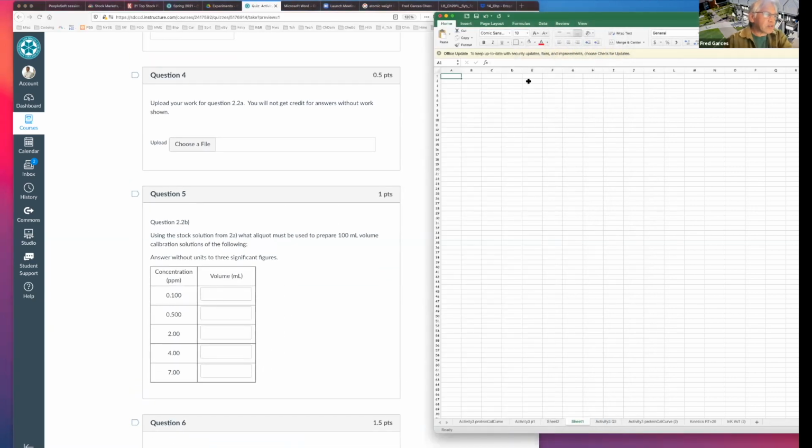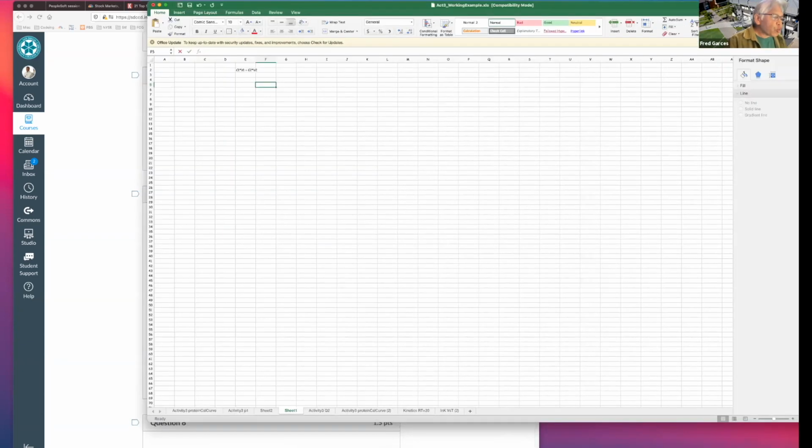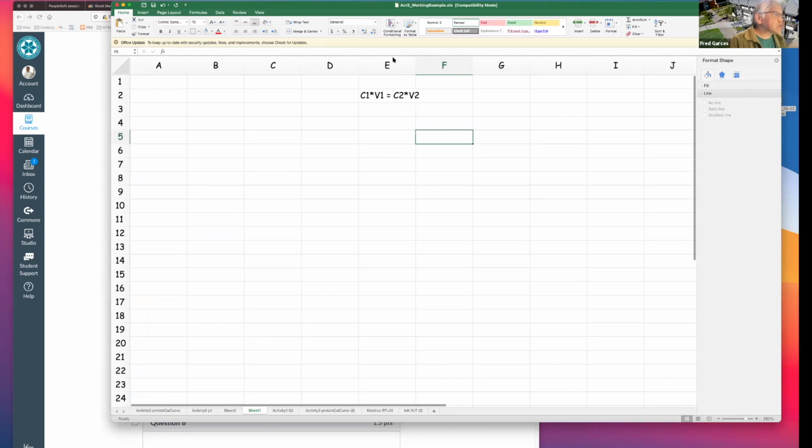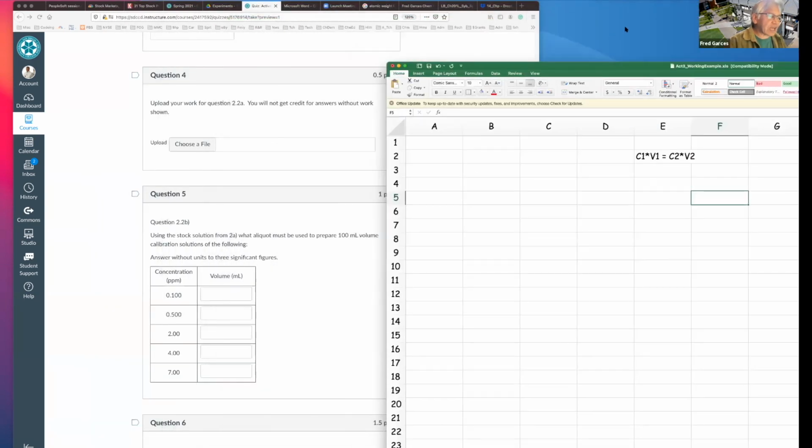So that's the equation that we want. We want C1 times V1 equals C2 times V2. The problem really is to identify which is C1, which is V1, which is C2, which is V2. So let's figure this out.